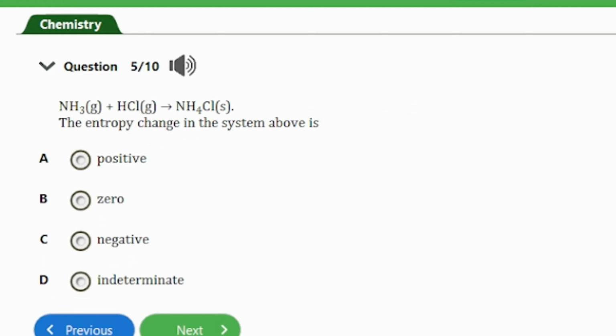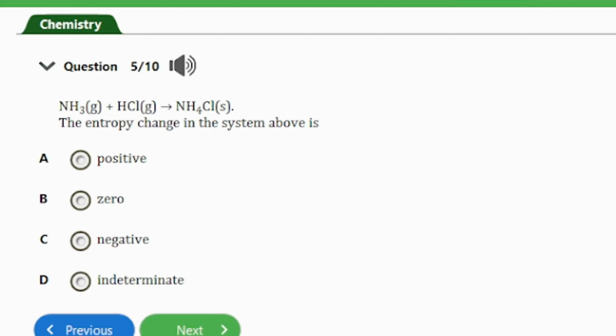Question number 5. We have an equation of a reaction here, ammonia gas reacting with hydrochloric acid gas to yield ammonium chloride in solid. The question says, the entropy change in the system above is A. Positive, B. 0, C. Negative, D. Indeterminable. The answer to this question is definitely option C, and that's negative, because the reaction went from gas phase to solid phase.